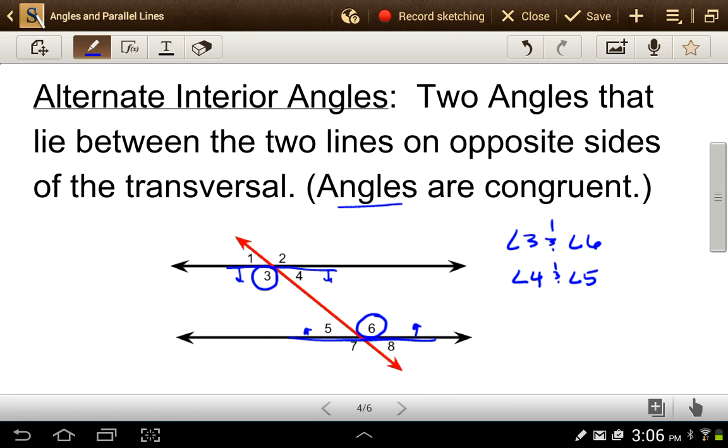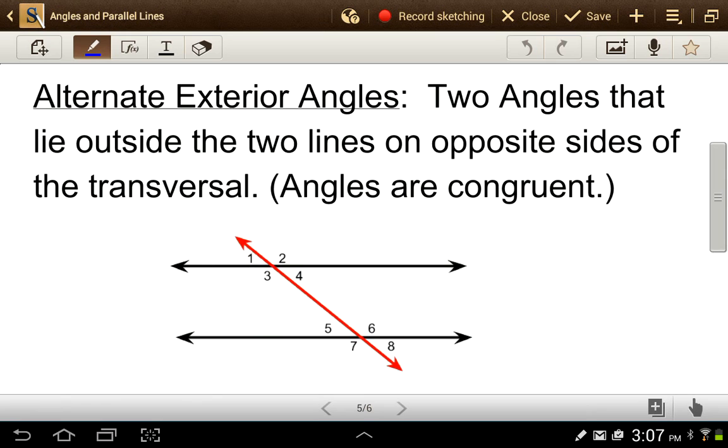Again, the angles are congruent. So 3 is congruent to 6, and 4 is congruent to 5. There's a lot of different things we can start to see here with our congruent angles. If you need to pause, go ahead. Otherwise, I'll be moving on to the next definition.